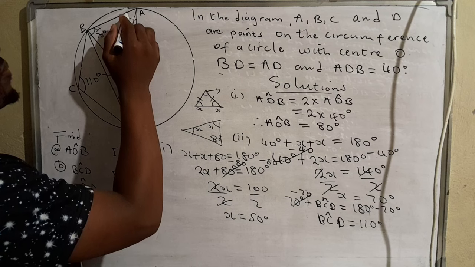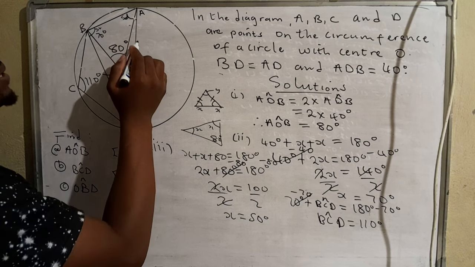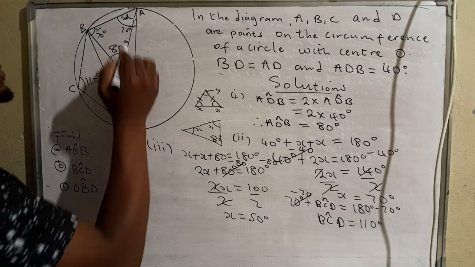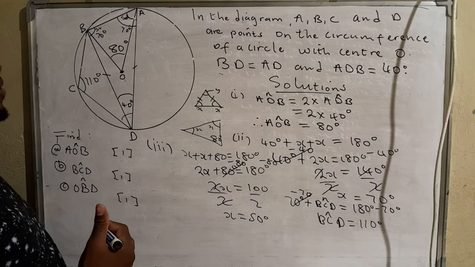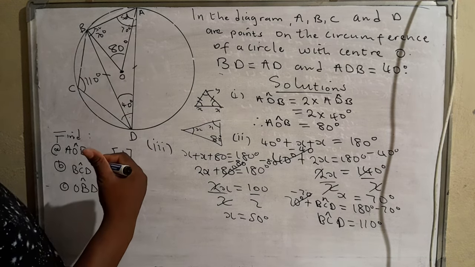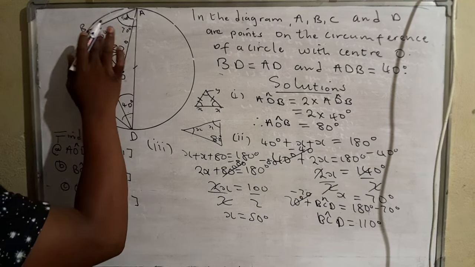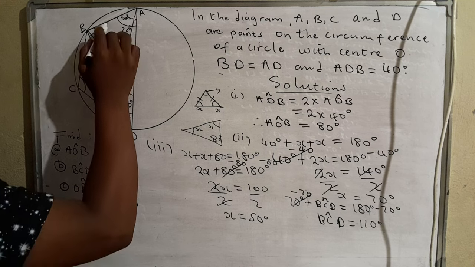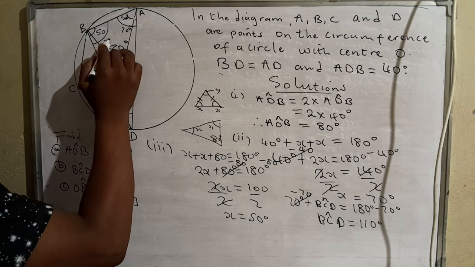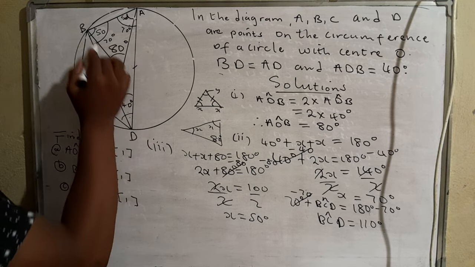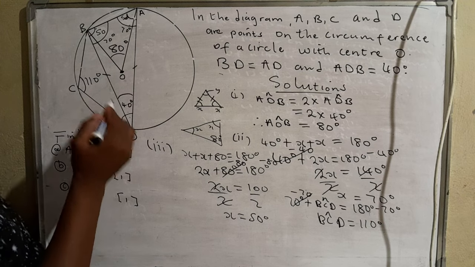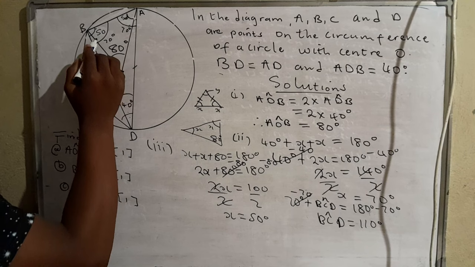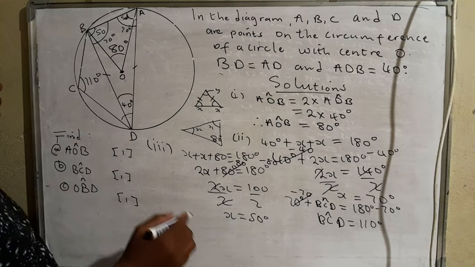So from here to there is 50 degrees. Then from here to there, it's 70 degrees. That's what we have so far. Now what they want us to find is this angle here. So equally, this side we have a 50 on the inside, and from here to there is 70 degrees. So OBD, what is OBD? If the entire angle here is 70 and we subtract a 50, what are we going to remain with?